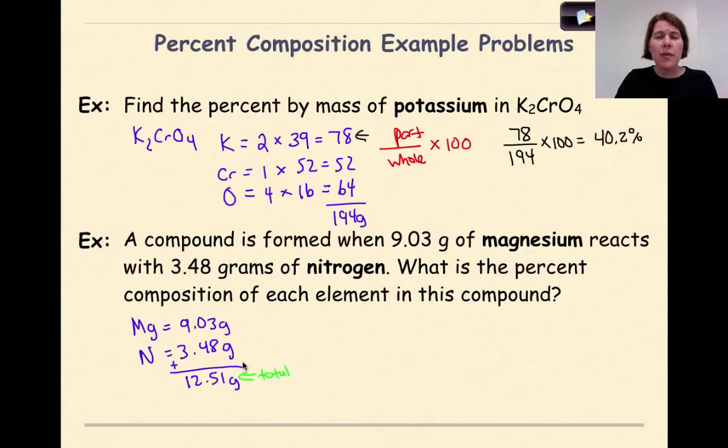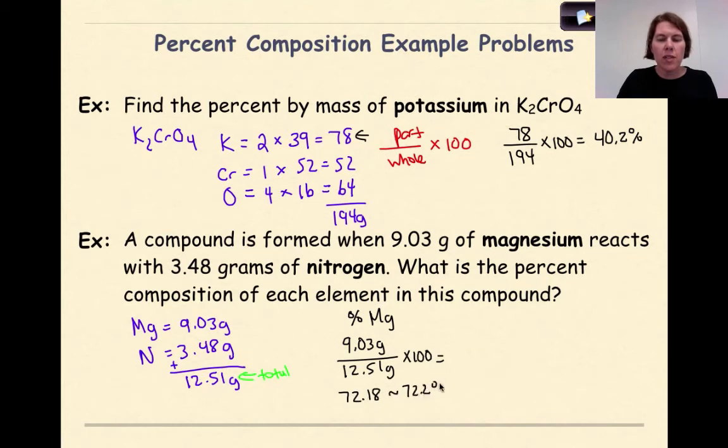The next thing I have to do is find the percent composition of each element. So to find the percent of the magnesium, again, it's going to be part over the whole times 100. Well, the part is the magnesium. So this is going to be 9.03 grams over the total, which we just added up, so that's 12.51 grams, times 100. And if I work that out, I get 72.18, and I'm going to round that to 72.2%. And I have a reason for doing this in a moment.